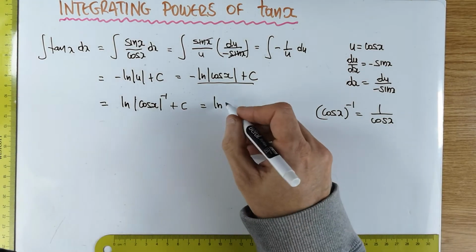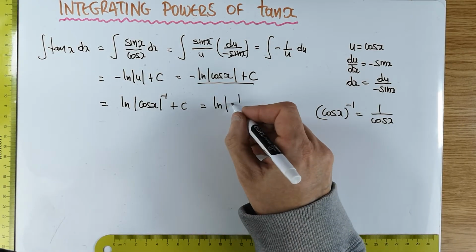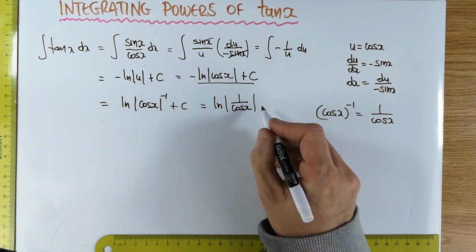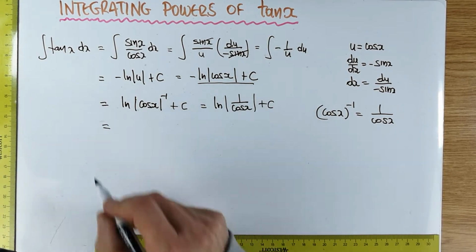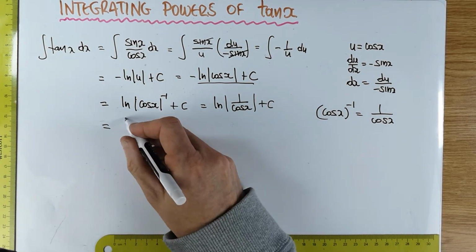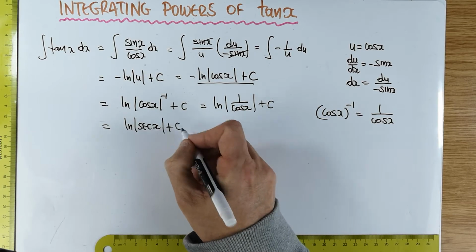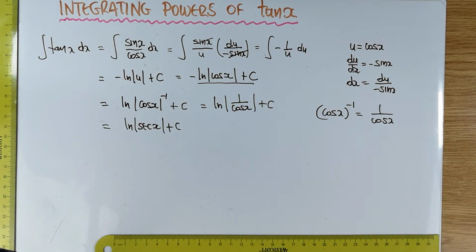Careful. So that's going to be the log of 1 over the cos of x. I just use the minus to flip that upside down, plus c, which of course we now can write as a sec, because that's the definition of a sec, plus c. Okay, so that is how we integrate the tan of x if we have to prove where it's coming from.